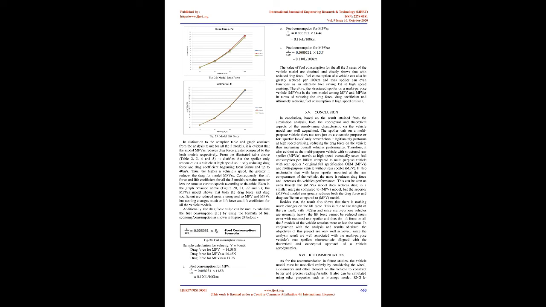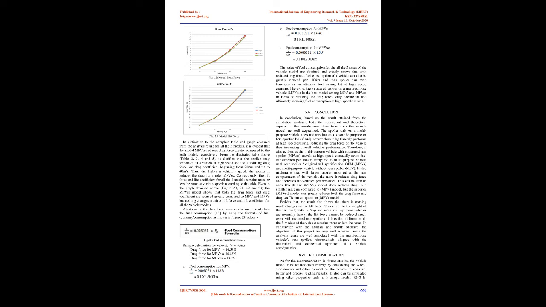Additionally, the drag force value can be used to calculate the fuel consumption by using the formula of fuel economy/consumption as shown in figure 24 below. The value of fuel consumption for all the three cases of the vehicle model are obtained and clearly show that with reduced drag force, fuel consumption of a vehicle can also be greatly reduced per 100 km, and thus the spoiler can even function as an alternate fuel-saving kit at high-speed cruising. Therefore, the structured spoiler on a multi-purpose vehicle, MPVSS, is the best model among MPV, MPVs and MPVSS in terms of reducing the drag force, drag coefficient, and ultimately reducing fuel consumption at high-speed cruising.